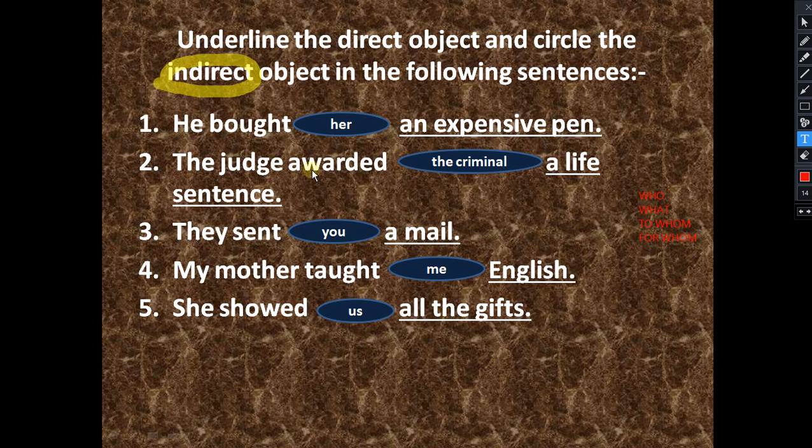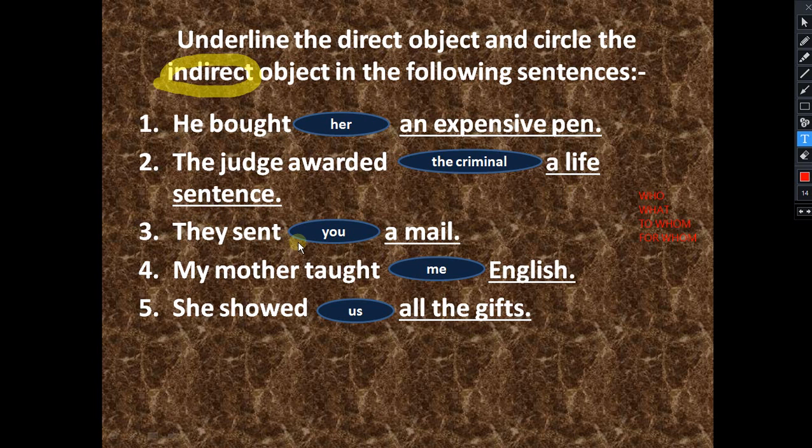The judge awarded to whom? The criminal. The judge awarded to whom? The criminal. That's why indirect. A life sentence, what? That is a life sentence. This is our direct object.